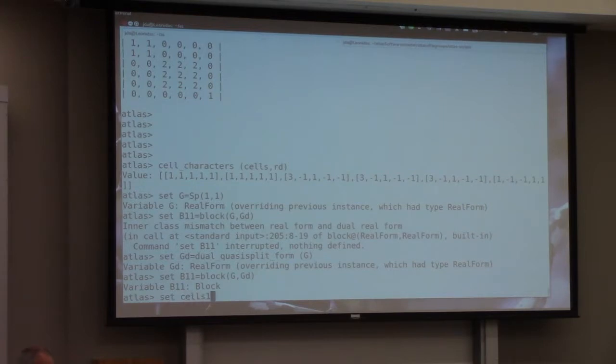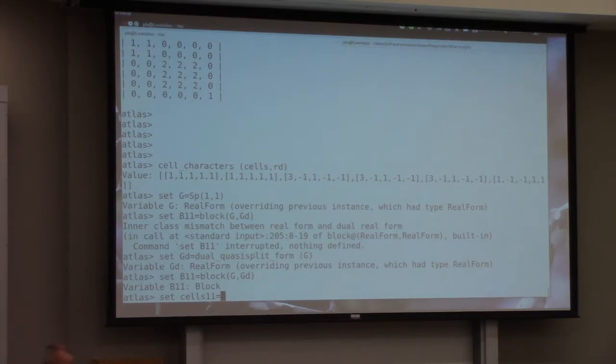So I don't understand that inner class mismatch. Well, it's just because G is SP4 and it has a quasi-split dual form. And then I said G is equal to SP11. It has a quasi-split dual form, but it doesn't know that those first two G's were inner to each other. So it has no way of identifying their dual guys, even though they were.